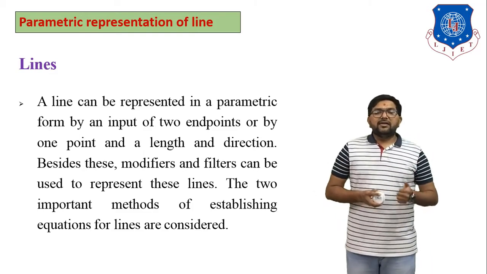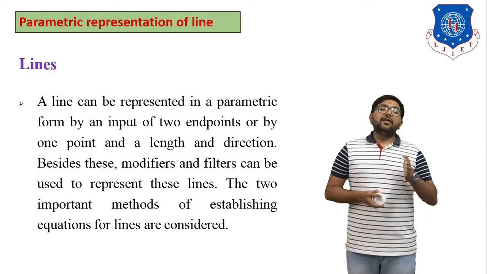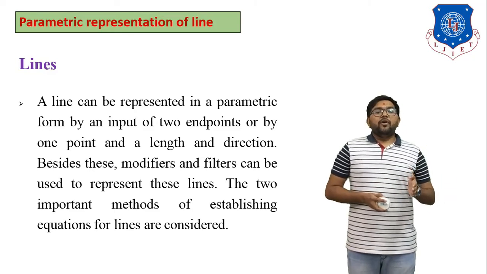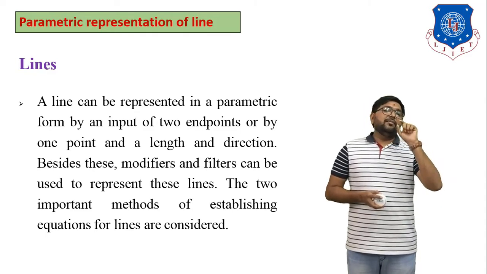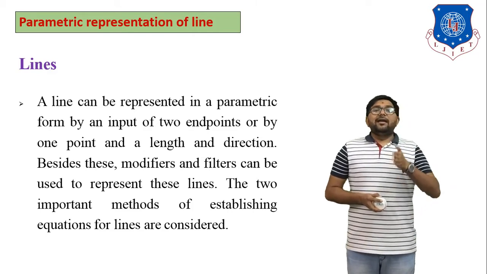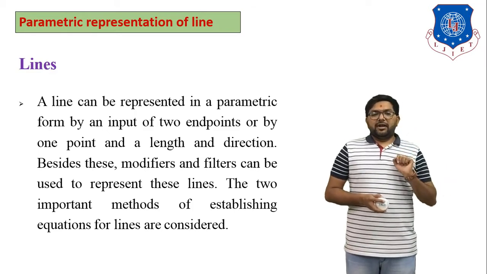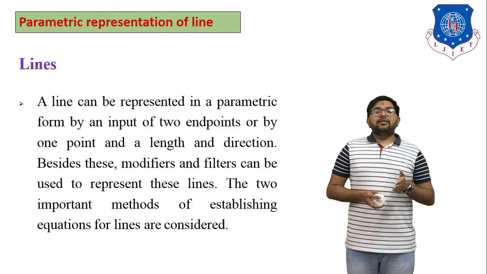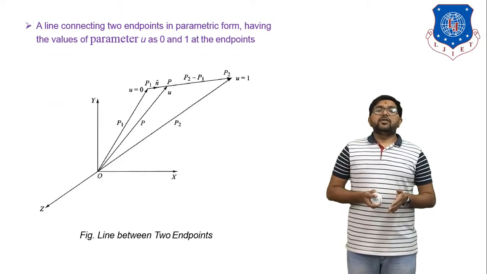So a line can be represented in parametric form by an input of two endpoints. If you want to draw a straight line, the minimum data required is the two endpoint coordinates of the line, or the second option, if you have only one point but you have the length of the line and the direction of the line, you can draw a straight line. Besides this, other methods can be used to represent a line. The two important methods of establishing an equation for a line are considered. Now we have to derive the parametric equation of a line.